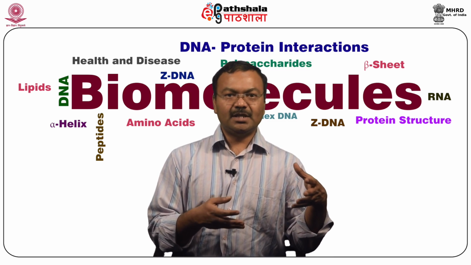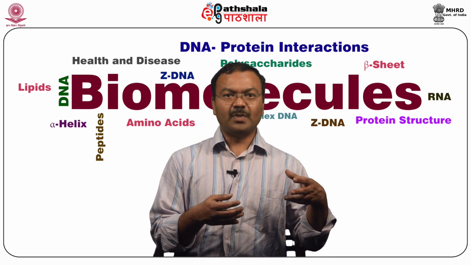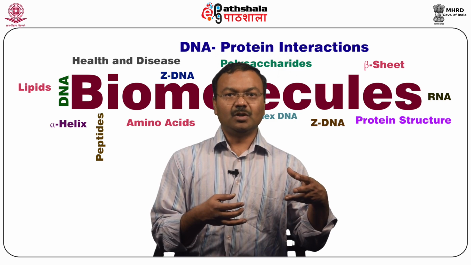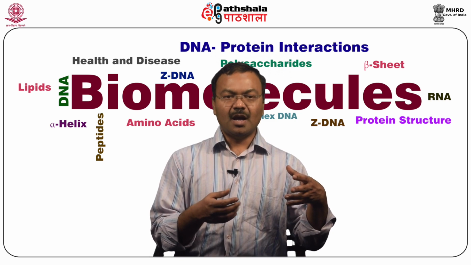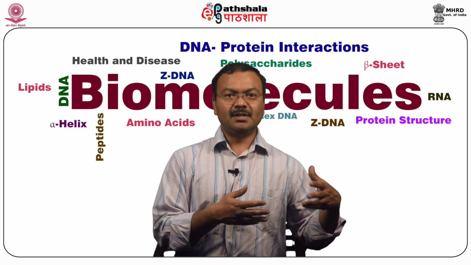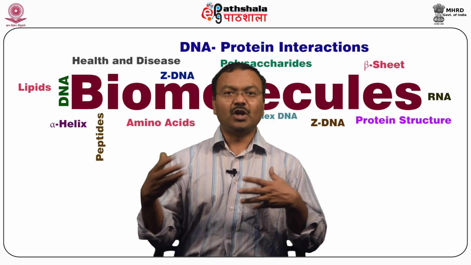The fibrous beta sheet structures are also formed by misfolding of soluble globular proteins, and these cause diseases like Alzheimer's and prion diseases.